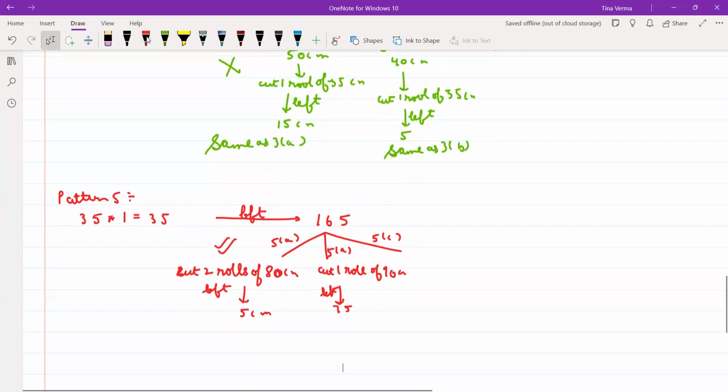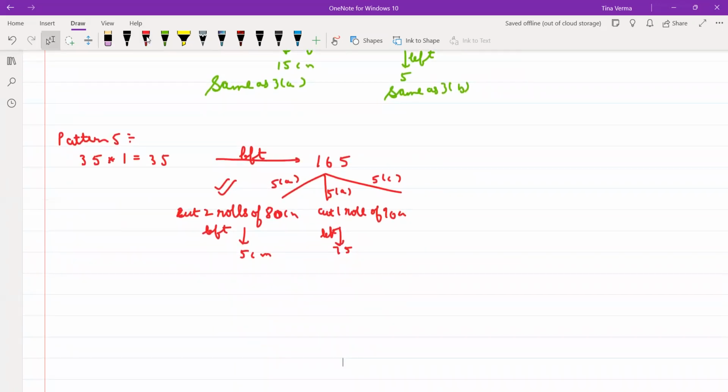इसमें से आप क्या करोगे? 35 के आप 2 cut कर सकते हो. That is, cut 2 rolls of 35 centimeter. So that means you are left with 5 centimeter. But here now you have 35 rolls as 3 rolls, 1 roll of 90 that we have discussed as same as 3B. So that means this is not a new pattern.